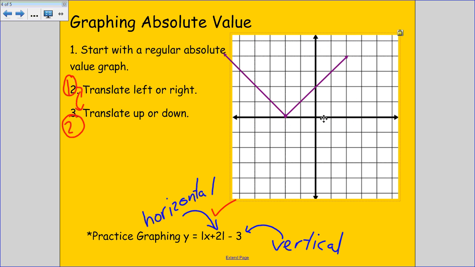Now it needs to go -3, or down 3. So we could just move our graph down 1, 2, 3 on our axis. And we would have a graph for the absolute value of x plus 2 minus 3.